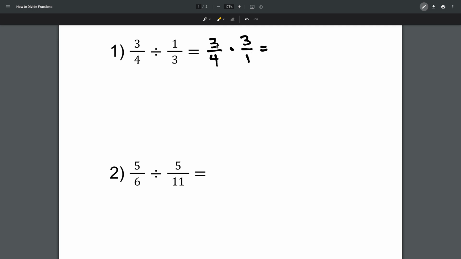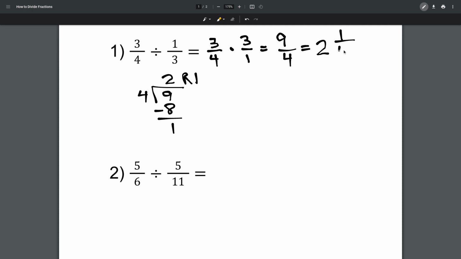Okay, so we're going to multiply the numerators across the top part of the fraction. So 3 times 3 is 9. And we're going to multiply the bottom part of the fraction. 4 times 1, that's 4. So we get 9/4. We can change that to a mixed number if we want. So let's divide 9 by 4. 4 goes into 9 twice. 2 times 4 is 8. 9 minus 8 is 1. So we have 2 with a remainder of 1, which we can write as a mixed number as 2 and 1/4.